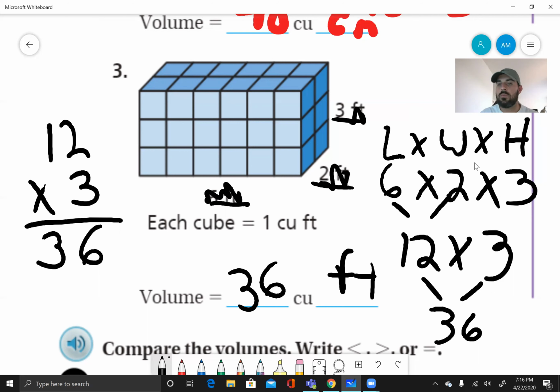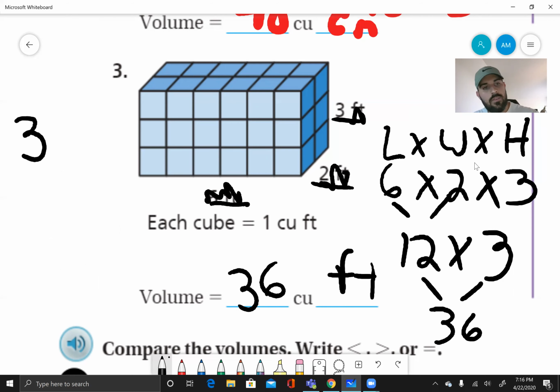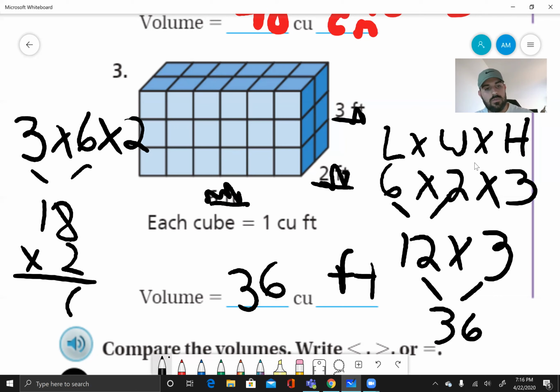Some of you might be asking, Mr. Martinez, what happens if I flip the numbers around? What if I put, for example, 3 as my length, 6 as my width, and 2 as my height? The beautiful part about multiplication is that no matter how you flip it around, you're still going to get the same answer, right? 3 times 6 is 18, times 2 is still going to give you that 36.